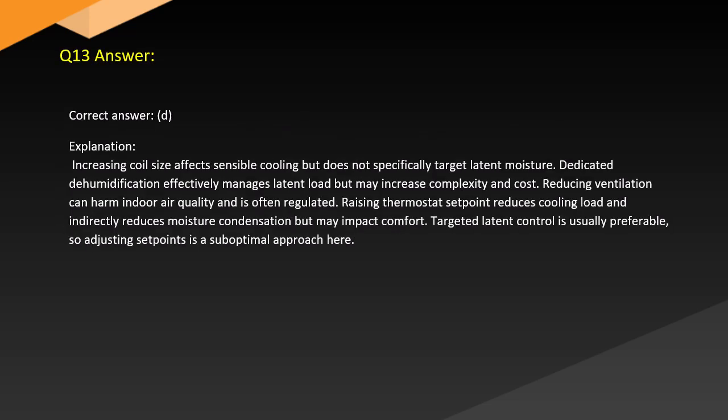Answer. Correct answer. D. Explanation. Increasing coil size affects sensible cooling but does not specifically target latent moisture. Dedicated dehumidification effectively manages latent load but may increase complexity and cost. Reducing ventilation can harm indoor air quality and is often regulated. Raising thermostat set point reduces cooling load and indirectly reduces moisture condensation but may impact comfort. Targeted control is usually preferable, so adjusting set points is a suboptimal approach here.